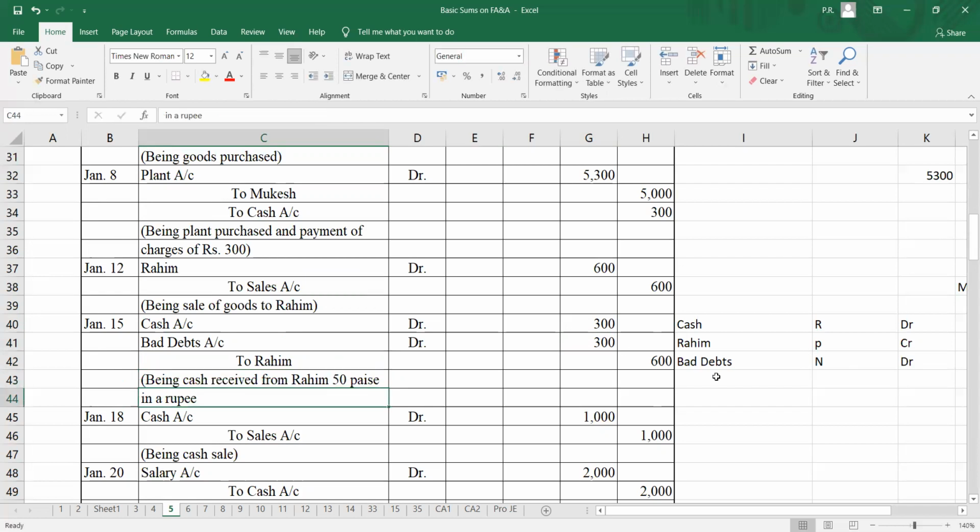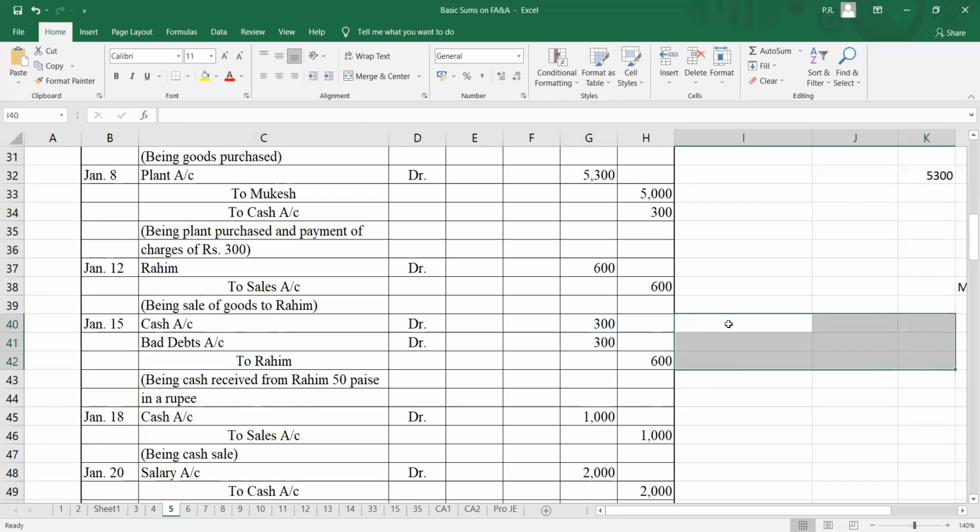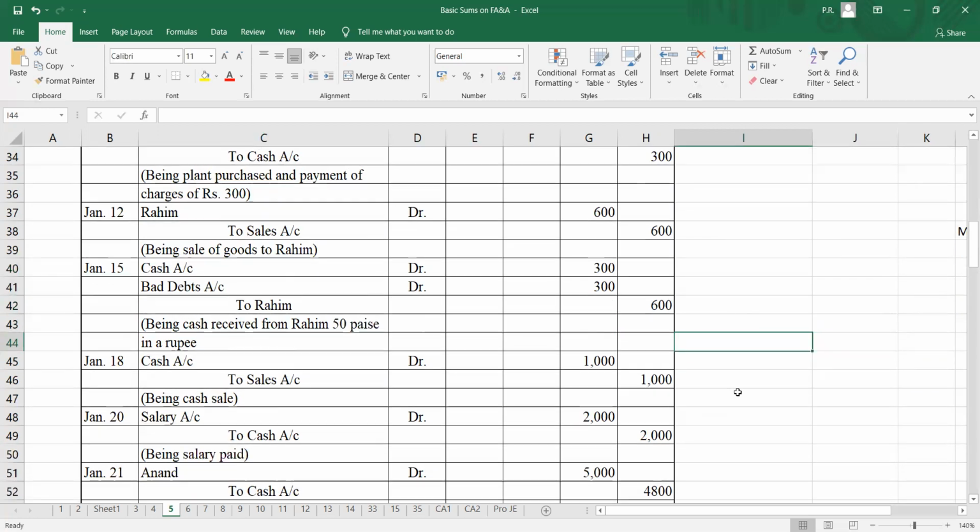So we are booking the bad debt. Now please remind me in the class that we need to talk on two things from this sum. One is capitalization of expenses, other is bad debts. We'll do some practical aspects of these two things in the class, as I cannot do it over here in the video.